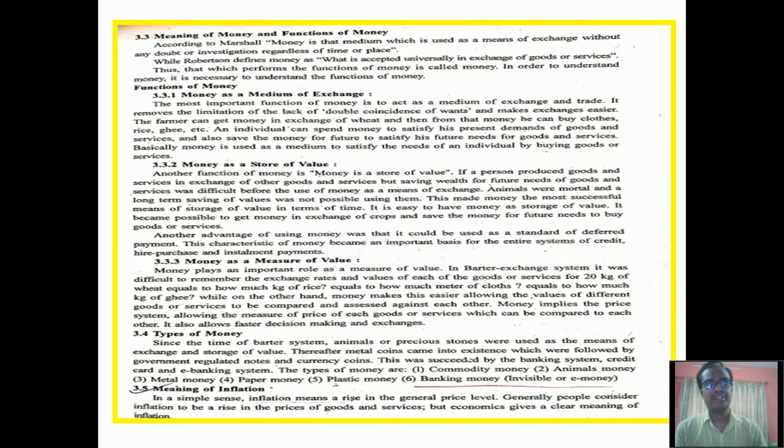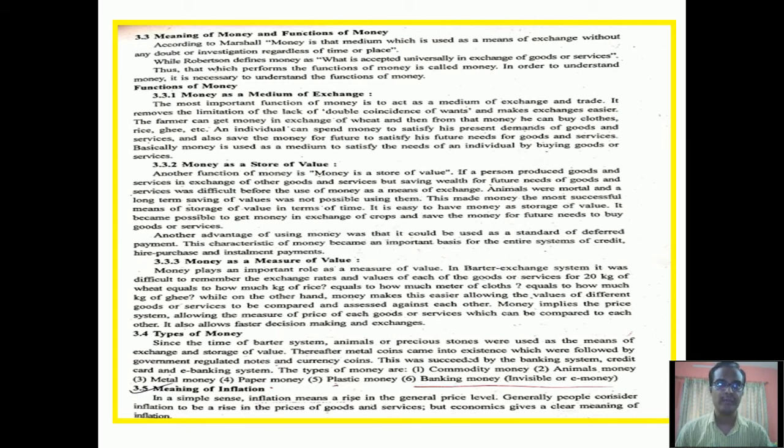So money as a medium of exchange. One of the most important functions of money is to act as a medium of exchange and trade. It removes the limitations of the lack of double coincidence of wants and makes exchange easier. The farmer can get money in exchange for wheat, and with that money he can buy clothes, rice, and whatever else. An individual can spend money to satisfy his present demands as well as his future demands. Whatever we want, we can buy any commodity and any service in terms of money. So medium of exchange is very important.